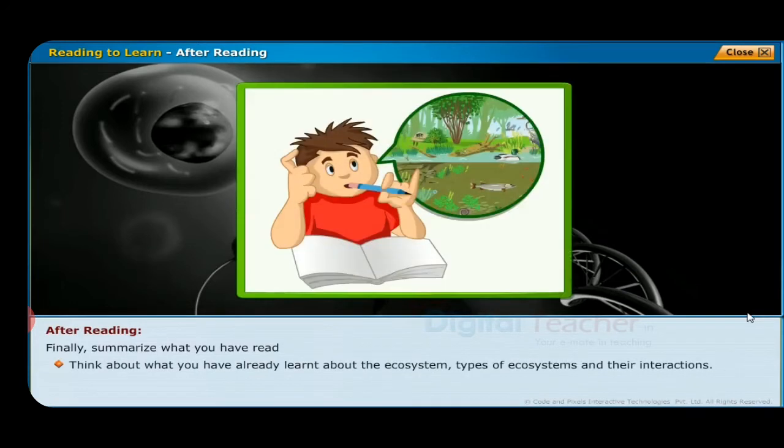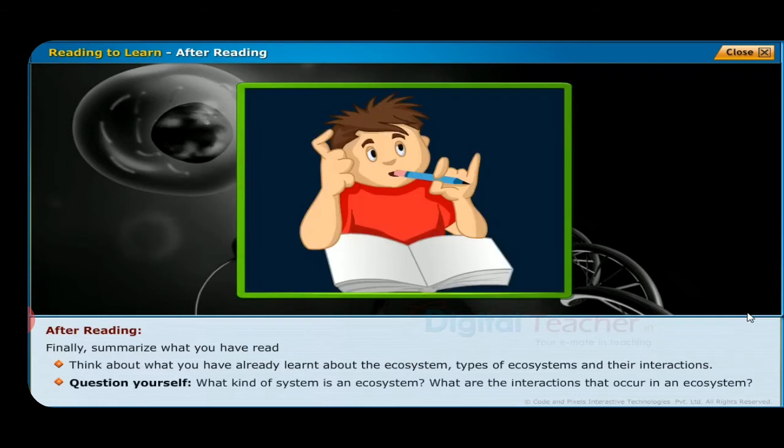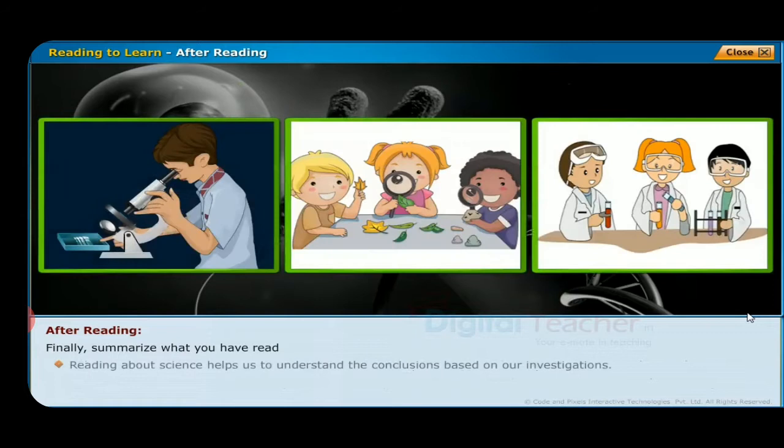After reading, finally, summarize what you have read. Think about what you have already learned about the ecosystem, types of ecosystems, and their interactions. Question yourself. What kind of system is an ecosystem? What are the interactions that occur in an ecosystem? Reading about science helps us to understand the conclusions based on our investigations.